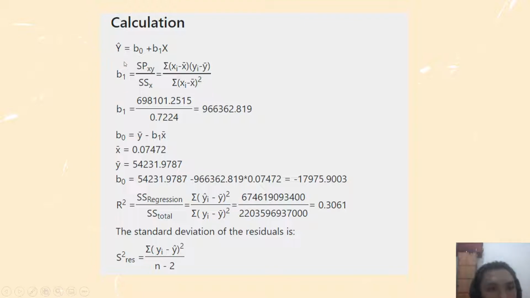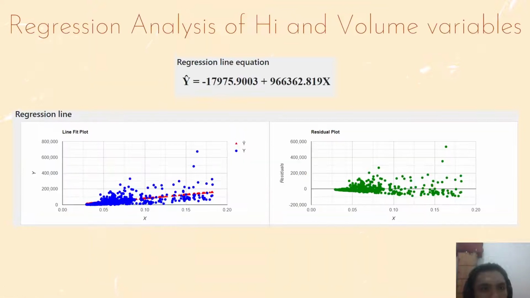So here is the formula of regression analysis, and all the way down, this is how you count b1 and b0, and this is the mean from before, and this is also the mean from the x value, which was the high, so this is the mean of the high value, and this is the mean of the volume value. And here we have the square of r, which is 0.3061, and we're going to use it here.